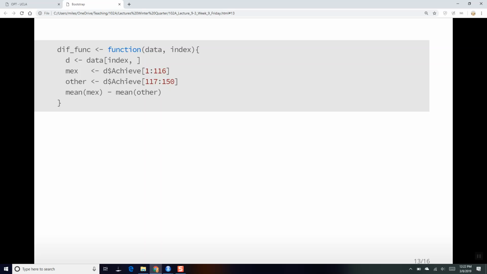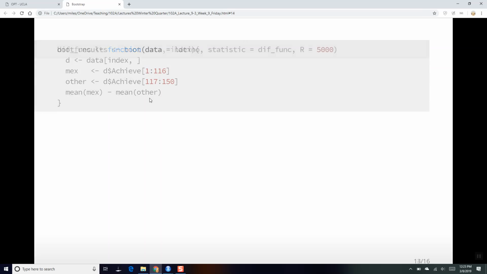And from there, I'm going to take the first 116 and store them in Mexico, and take the last 34 and store them in group other. Then the last thing that gets evaluated is going to be the value that gets returned by the function, and that's the difference between the mean of the Mexico group minus the mean of the other group. And so this is the function that we apply here.